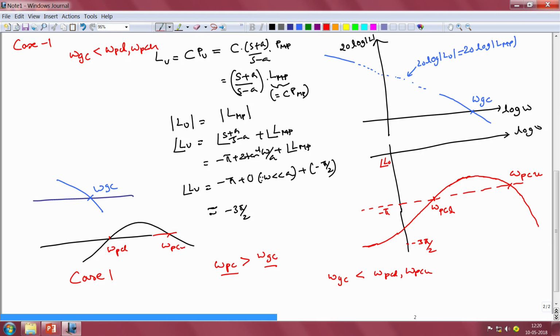Now there is a second case that is possible, and that is what has been drawn on the schematic on the right, namely where omega Gc, the gain crossover frequency, is between the two phase crossover frequencies. So case 2 is one where omega Pc lower is less than omega Gc, but omega Gc is also less than omega Pc upper. So this is the second case. And the third case is the opposite of case 1, namely where the gain crossover frequency is greater than both the phase crossover frequencies.